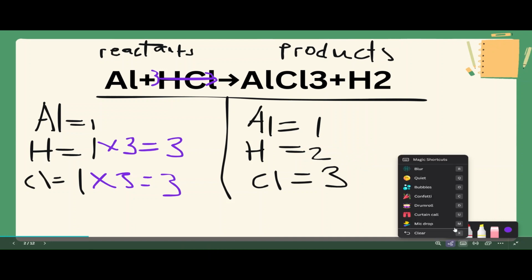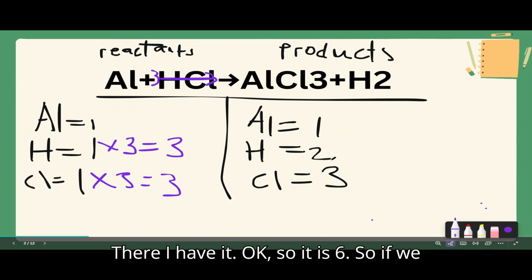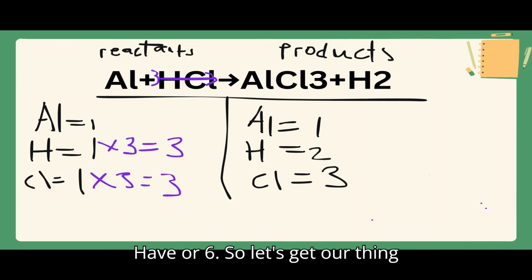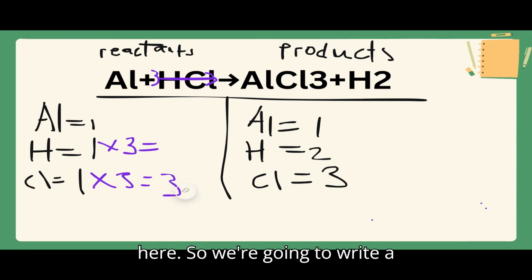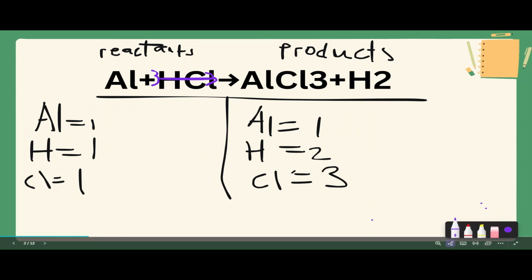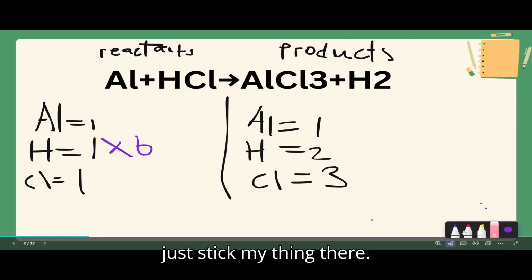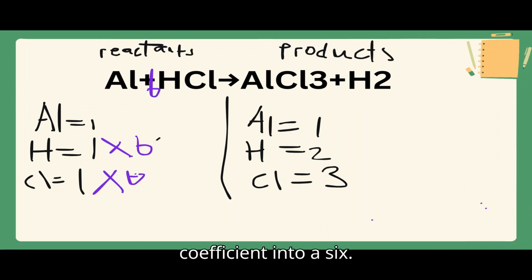Let's do a drum roll. 6! It is 6. So if we multiply on this side, we need to have our 6. So we're going to write a 6 there on both sides, times 6. We need to change the coefficient into a 6.